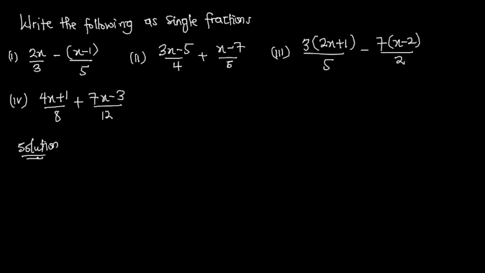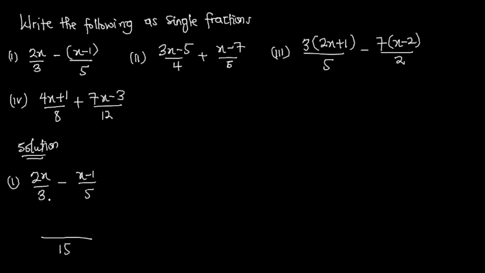So let's go ahead and proceed to see the solution for these examples. So the first example, we have 2x on 3 minus x minus 1 on 5. Now if you look at this expression, we realize that we have two unlike fractions, because the denominators are not the same, and we are to subtract them. For us to do that, we need to find a common denominator for them. That is what we call the LCM. Now the LCM for 3 and 5 is 15.